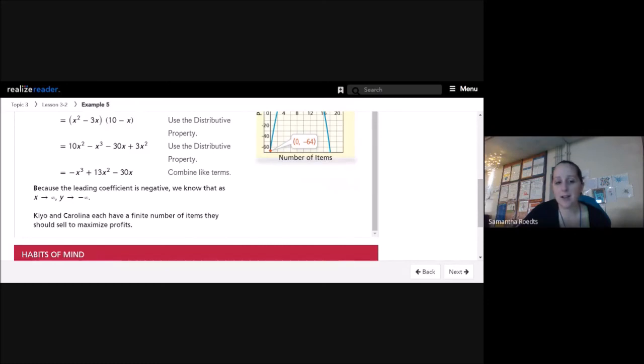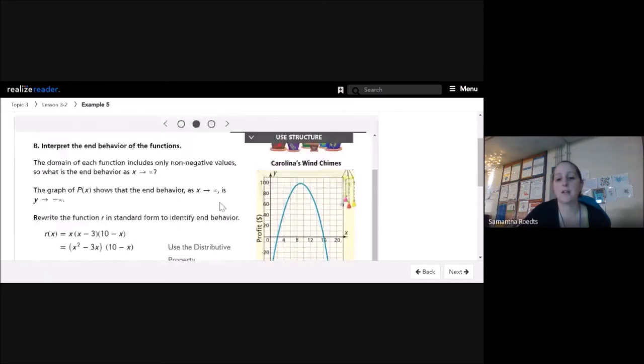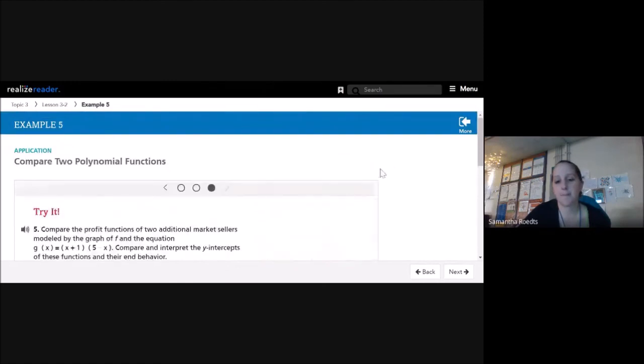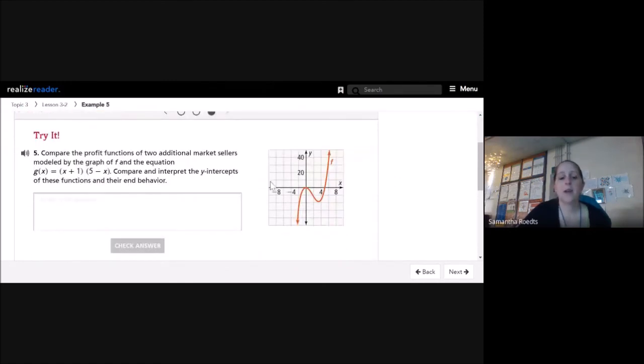So Kio and Carolina each have a finite number of items they should sell to maximize their profits. Now compare the profit functions of two additional market sellers modeled by the graph of F and the equation G(x) equals (x plus 1) times (5 minus x). Compare and interpret the y-intercepts of these functions and their end behaviors.